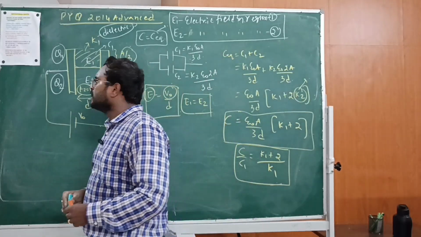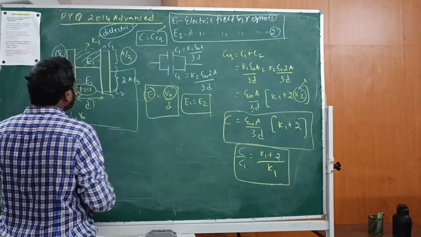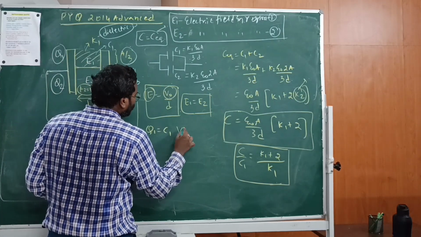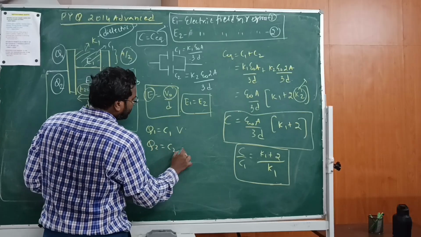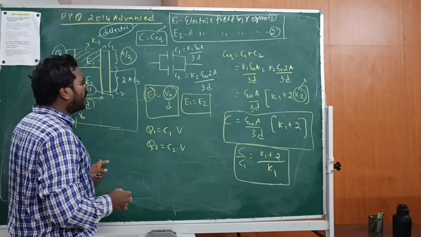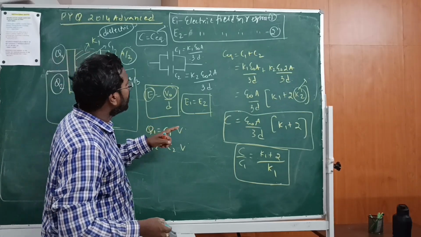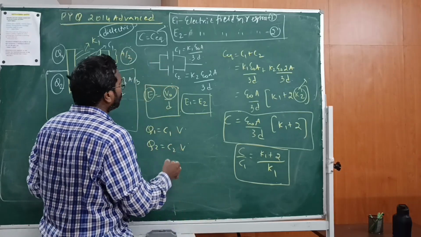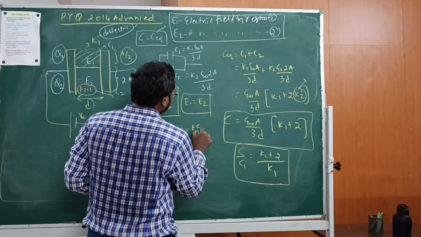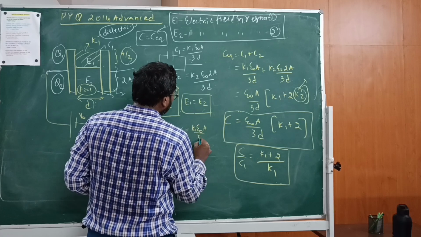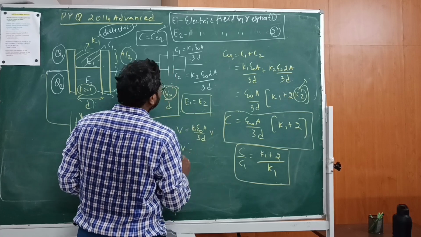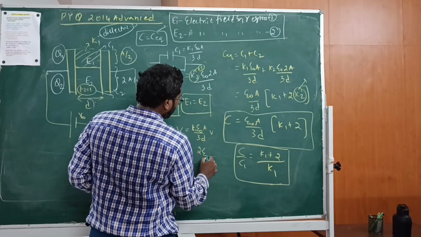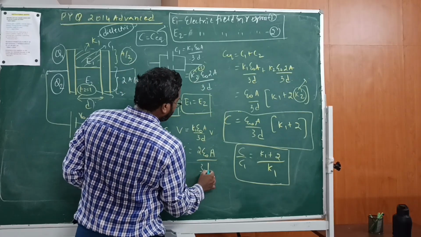And now charges. How do you get charge in this? Q1 and Q2, different charges. So Q1 we can write as C1 into V. Q2 we can write as C2 into V. Both are connected to the same potential. C1 here is K1 epsilon naught A by 3D, into V. Whereas C2 here is K2 is 1 here. So 2 into epsilon naught A by 3D into V.